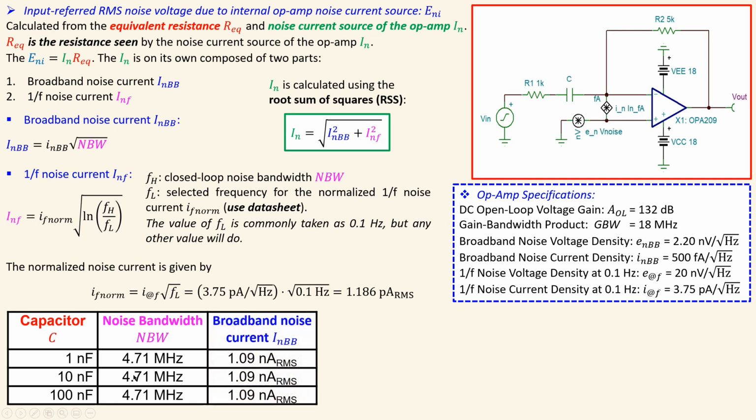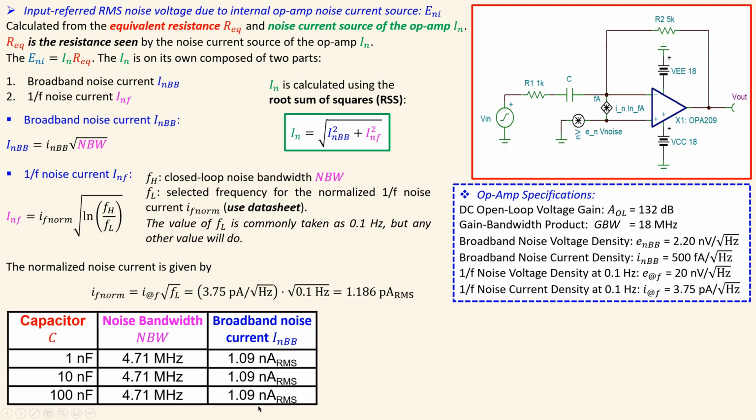Now the broadband noise current, which is actually here, is in this case 1.09 nanoamps RMS. How can we calculate this? It is calculated using this formula. You look at your op-amp specification, you will see it is 500 femtoamps per root hertz. That will be then multiplied by this one, which will be shortly used in this expression to have the effective value for our noise current source of the op-amp in RMS.